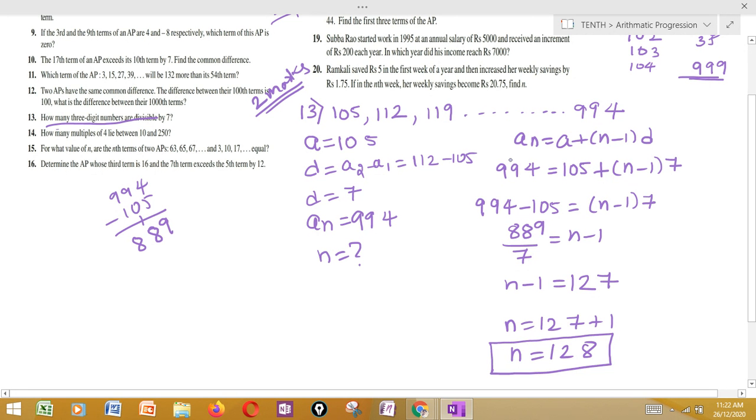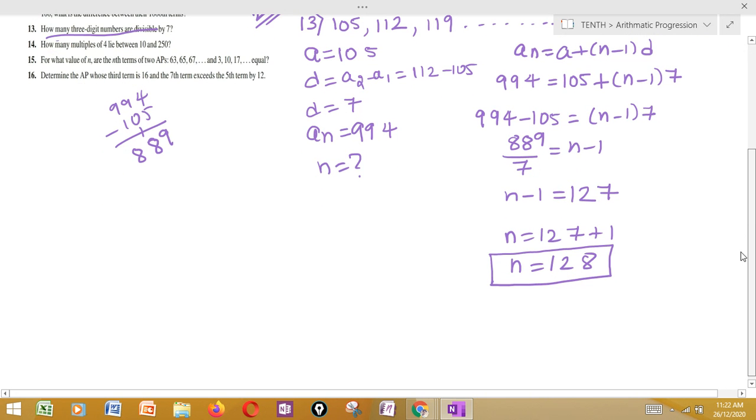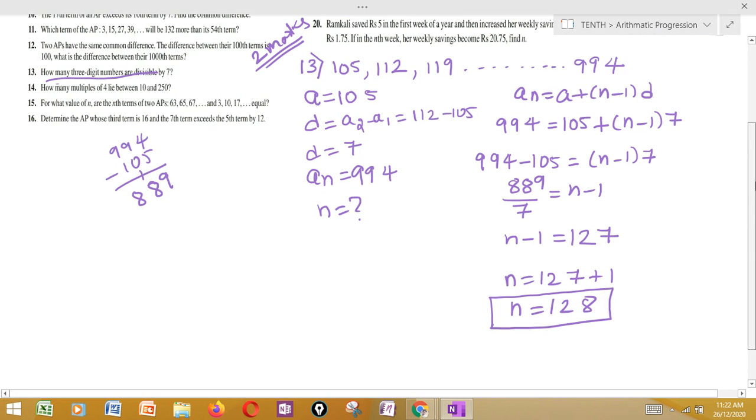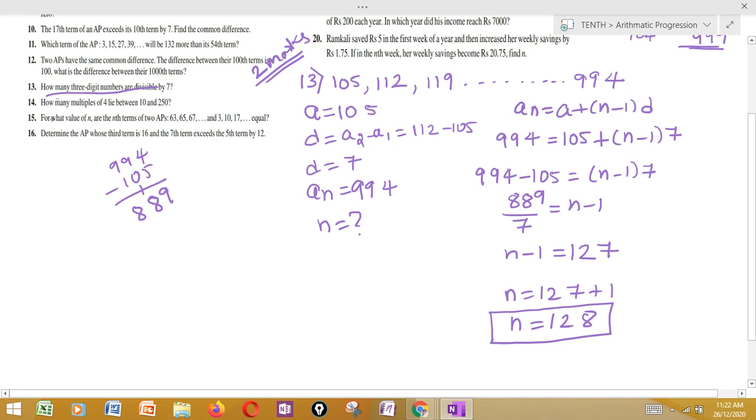Is there any doubt in this solution? No doubts? Okay, then read the 14th question.